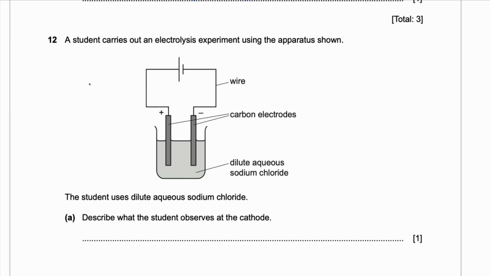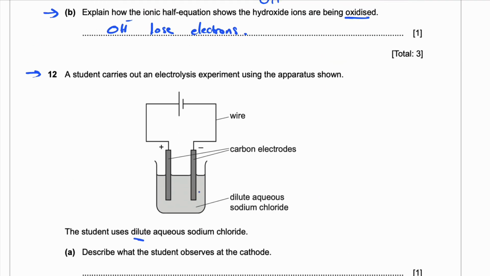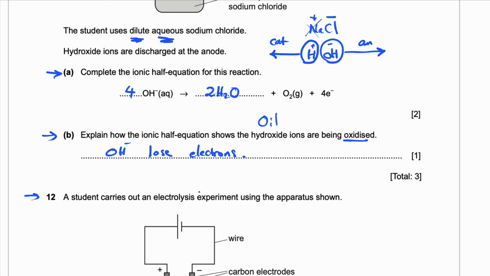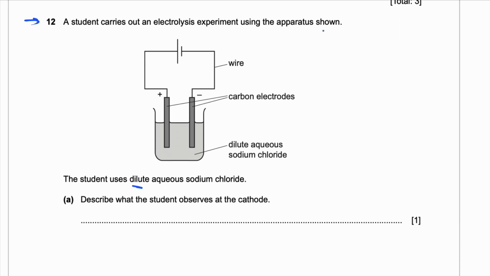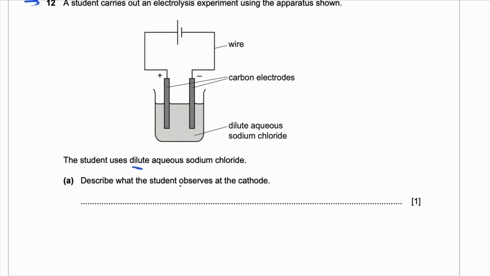Next, a student carries out an electrolysis experiment using the apparatus shown. The student uses dilute aqueous sodium chloride, so exactly like we did before here. Dilute aqueous sodium chloride, exact same situation. So describe what the student observes. So he needs observation. He doesn't need any name of the product. So he needs observation like bubbles, like color of the gas.